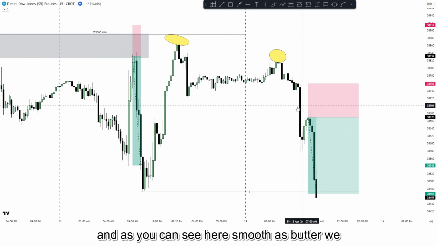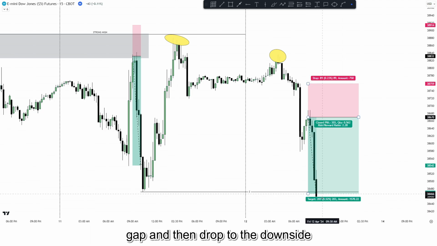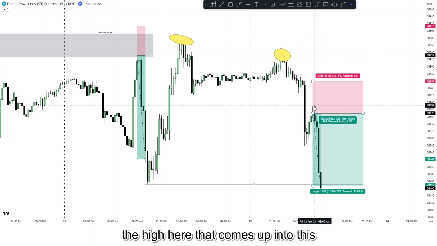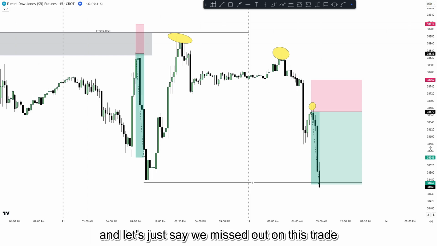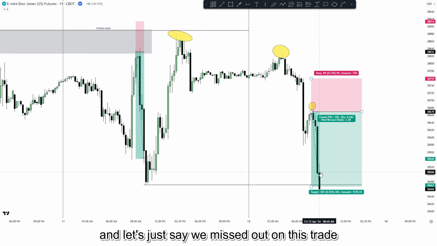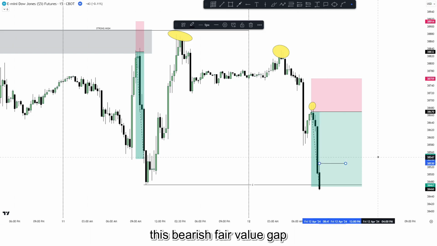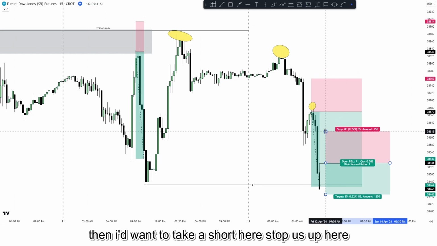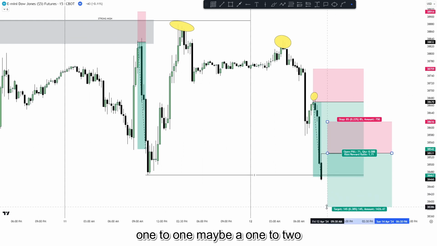And as you can see here, smooth as butter, we come back up into that bearish fair value gap and then drop to the downside. The high here that comes up into this bearish fair value gap is now classified as an intermediate term high. And let's just say we missed out on this trade. If we can get some type of pullback here into this bearish fair value gap, then I'd want to take a short here, stop loss up here, right? Targeting back down here for about a 1-to-1, maybe a 1-to-2.